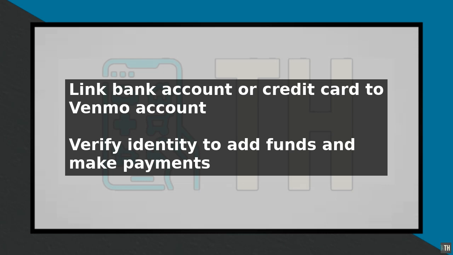Once your account is set up, you can start sending money to others. To send money, simply open the Venmo app and click on the Send Money tab. Enter the recipient's name, email address, or phone number, and the amount you want to send. You can also add a note to the payment to let the recipient know what the payment is for.